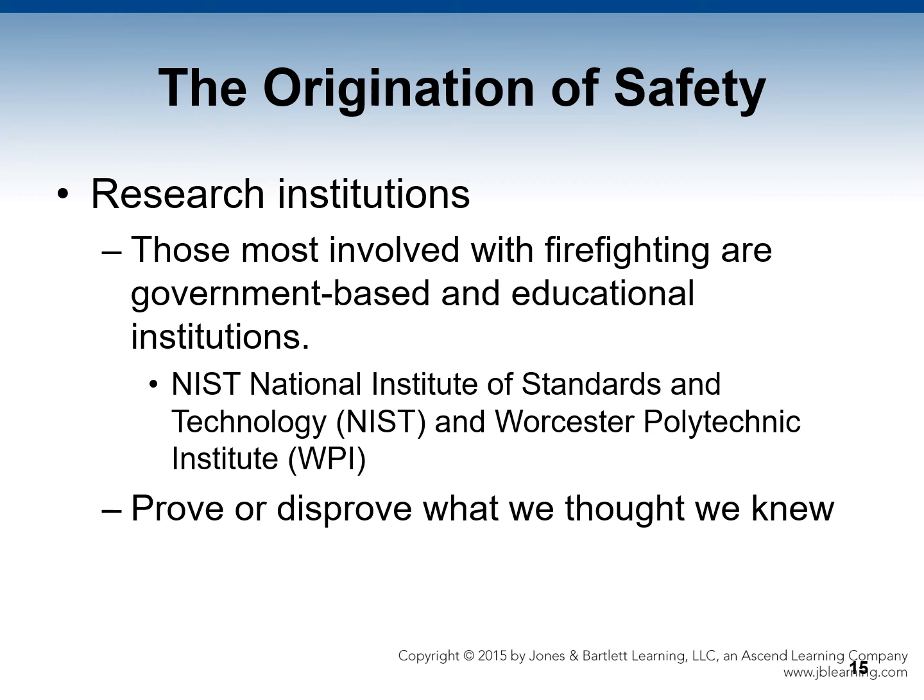Let's talk about research institutions. Research institutions that are the most involved with firefighting are government-based and educational institutions. Some examples are the National Institute of Standards and Technology, NIST, and Worcester Polytechnic Institute, or WPI. Many times, the fire service makes decisions based on what we have been taught or what feels right. Research institutions, on the other hand, prove or disprove what we thought we knew. Although they operate from outside the fire service, their studies contribute greatly to firefighter safety.